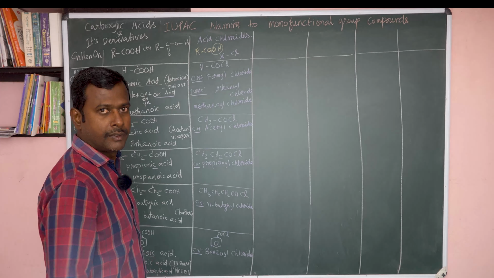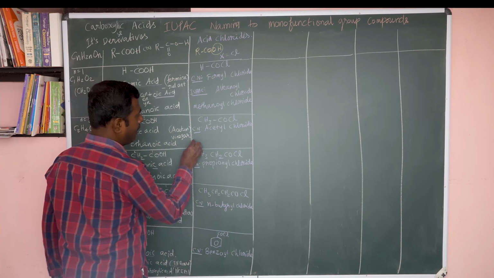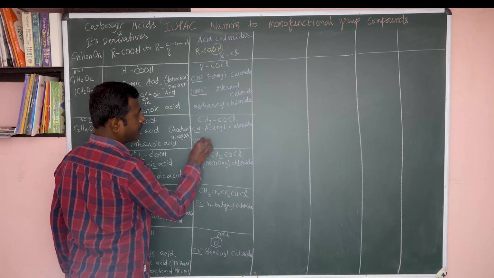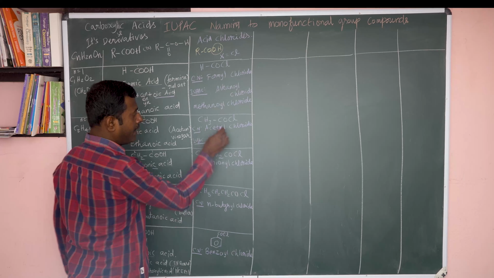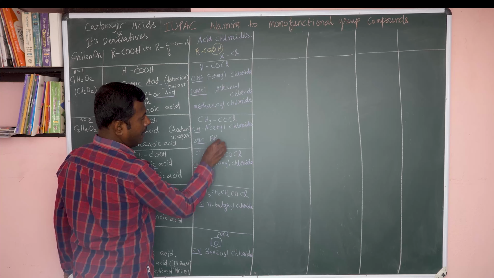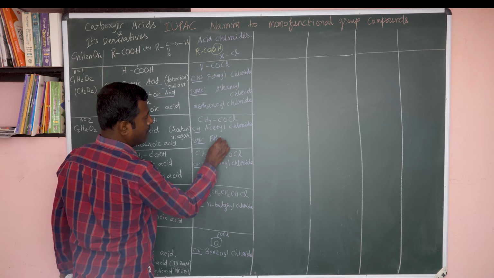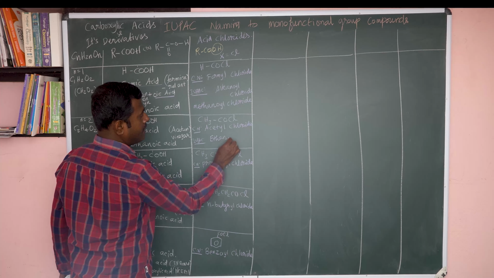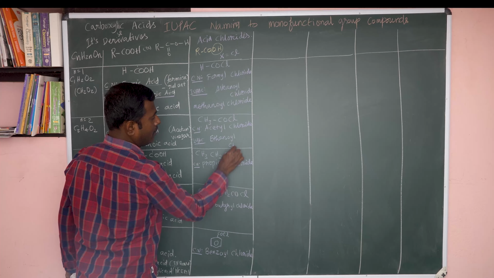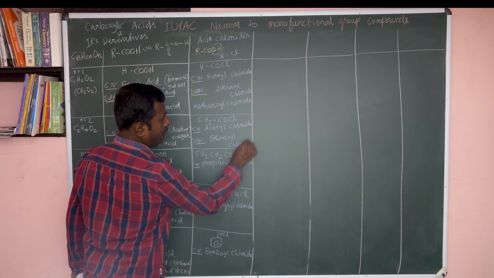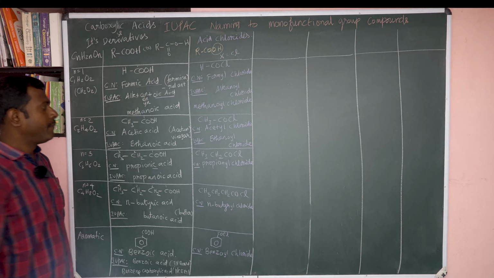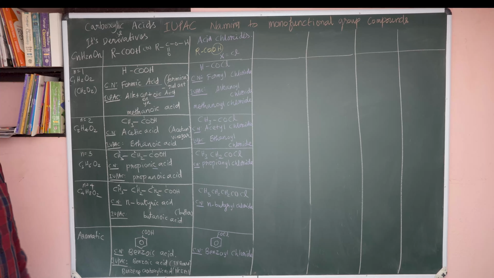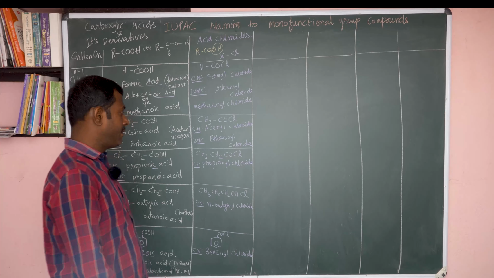Understand? Right. And for acetyl chloride, easily you can tell. How many carbons? 2. So eth. No double bond, only single bond, so an. For acid chloride, oyl chloride. So eth, an, oyl chloride. So ethanoyl chloride. Okay. Fine.